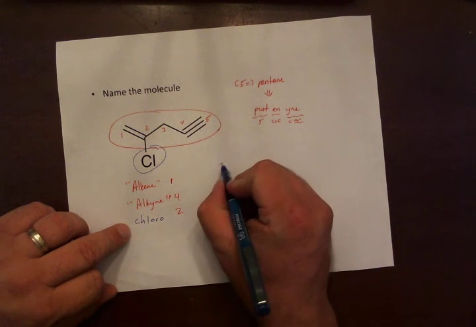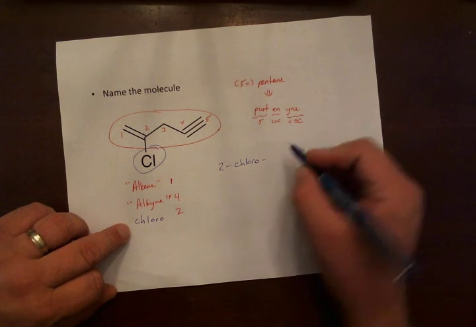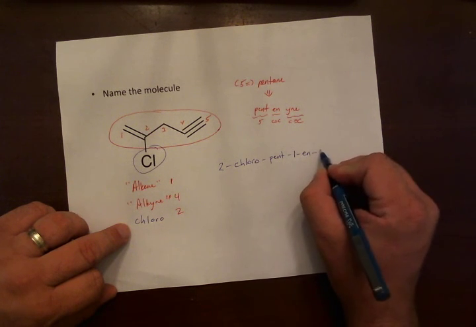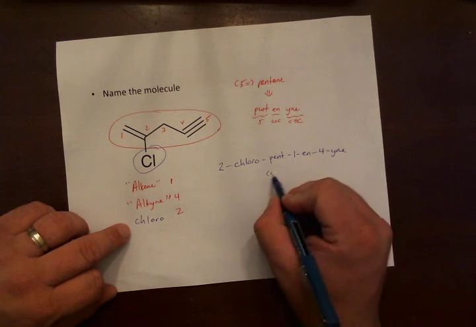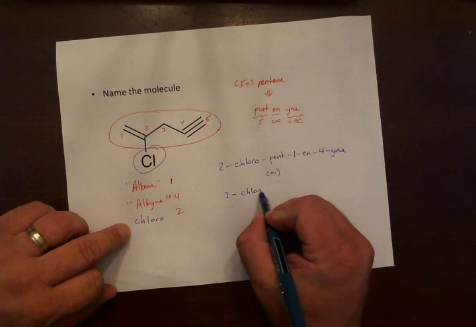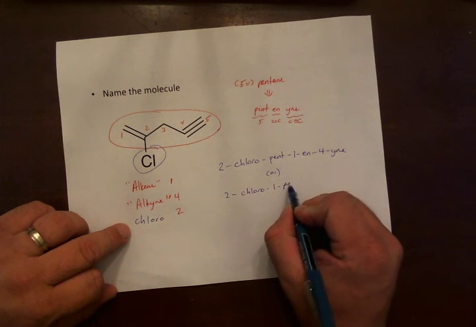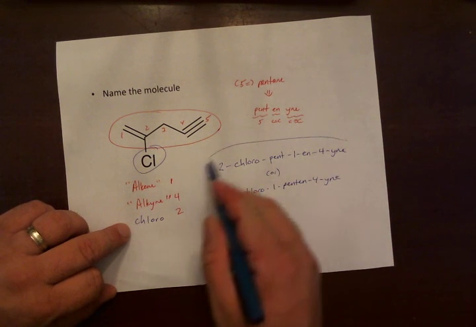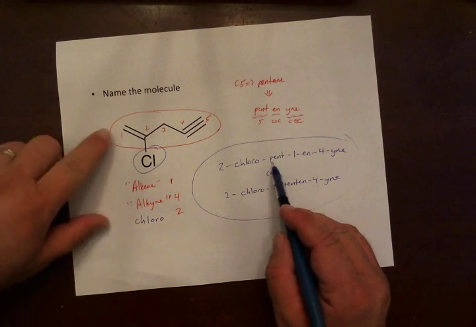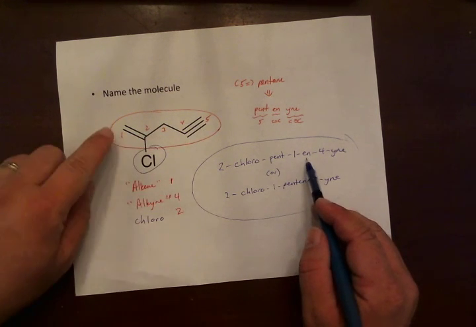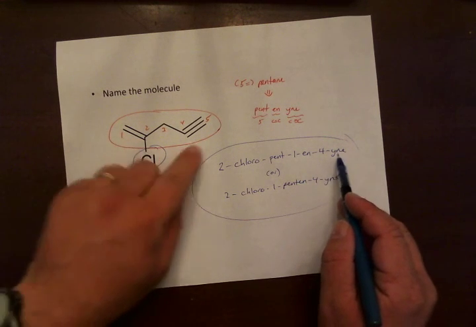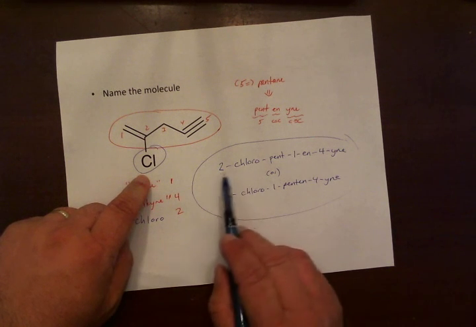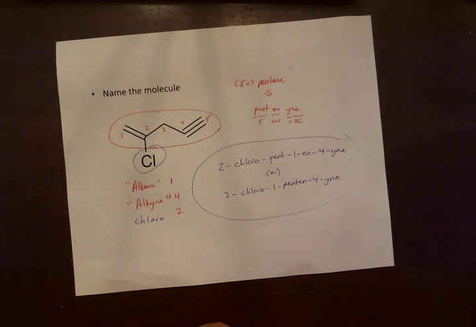So it becomes 2 chloro, pent, 1 ene, 4 yne, or you could do 2 chloro, 1 penten, 4 yne. It's kind of a mouthful, but you have all those parts. We have a main chain that's 5 long, a double bond that starts at carbon 1, a triple bond that starts at carbon 4, and, just for spice, a chloro group at 2. There we go. Good luck on the test.